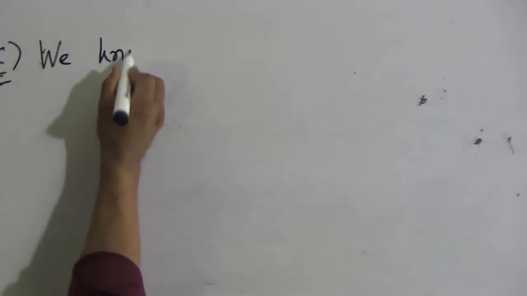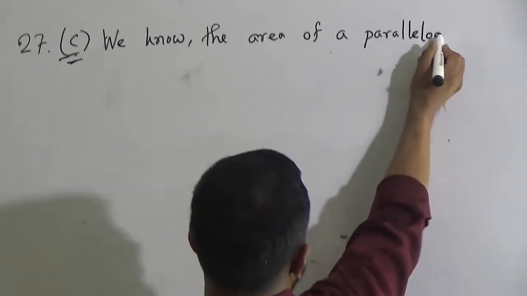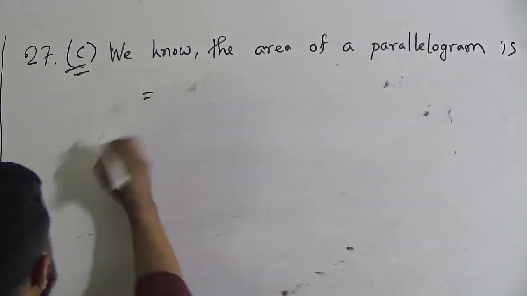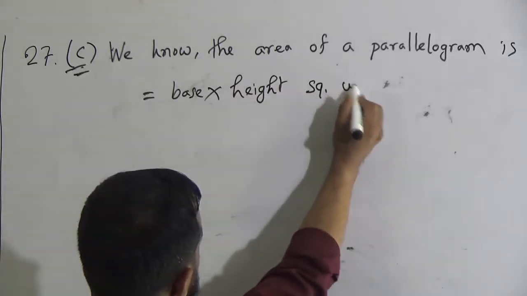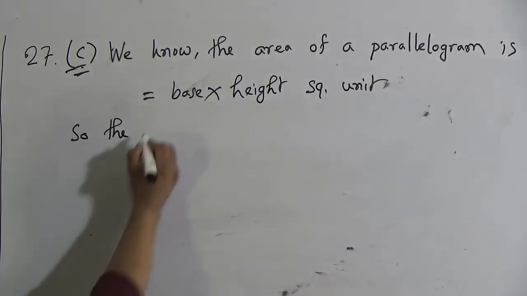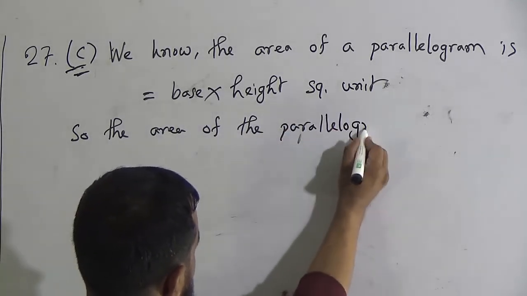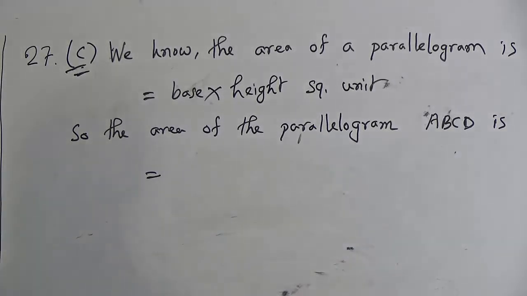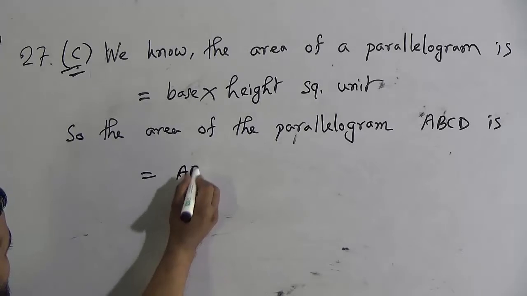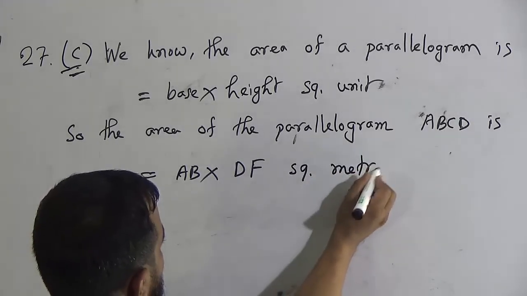The area of the parallelogram is what? We know the area of a parallelogram is equal to base into height. Base multiplied with height is square unit. So the area of the parallelogram ABCD is equal to base and height multiplication. So base is AB, so AB multiply with DF. DF is the height here, okay, in square meter, because the unit here is meter.